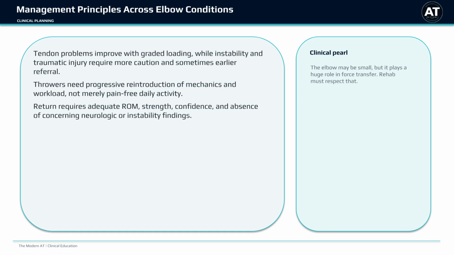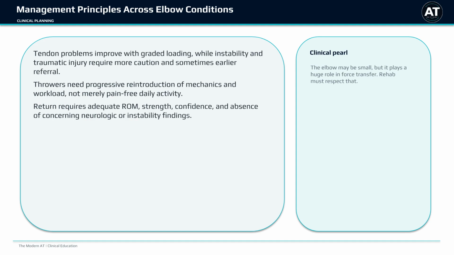Management depends on tissue type and risk. Tendon problems usually improve with graded loading, activity modification, and workload correction. Ligament instability, especially UCL concern in throwers, requires caution because throwing places high valgus stress on the elbow. Nerve symptoms require monitoring because persistent numbness, tingling, or hand weakness changes urgency.